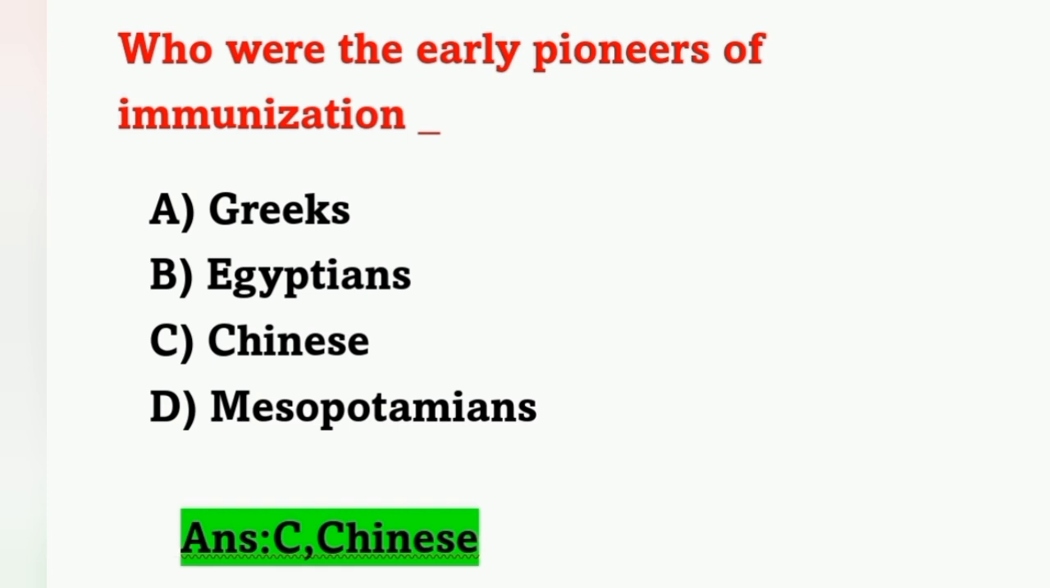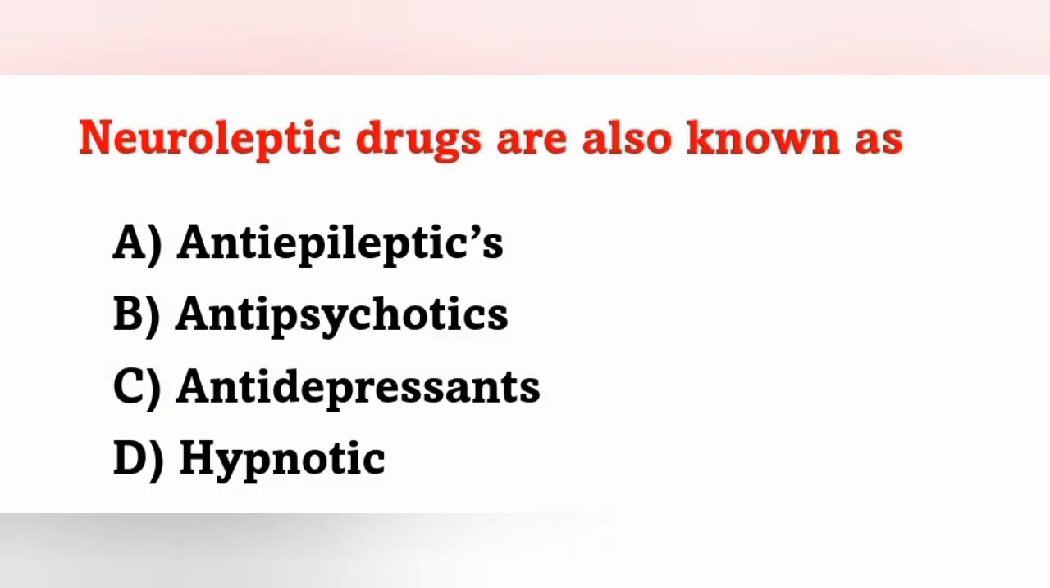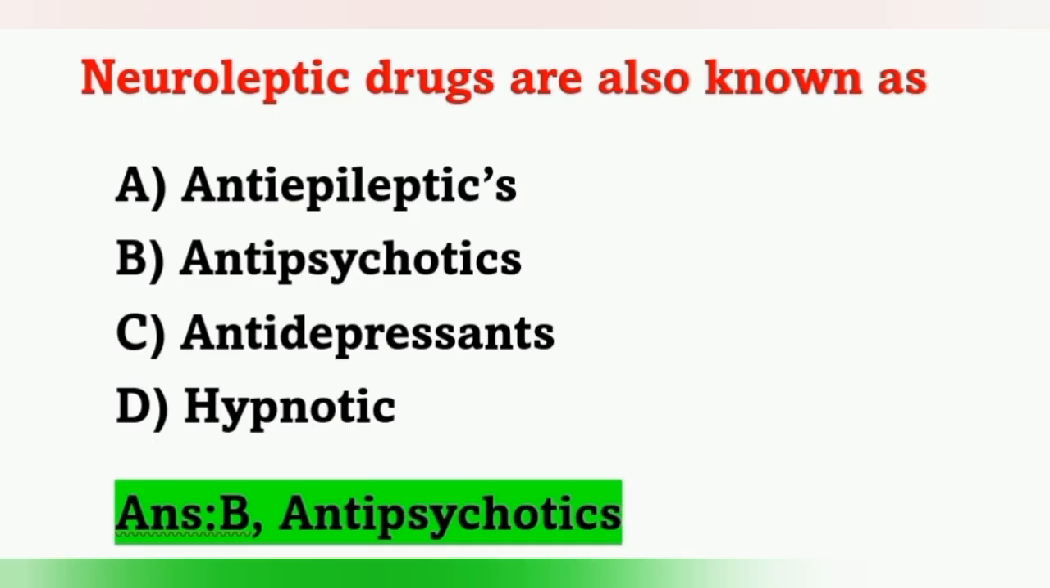And the next question, neuroleptic drugs are also known as, options. Option A, anti-epileptics. Option B, antipsychotics. Option C, antidepressant. Option D, hypnotics. Neuroleptic drugs are also known as antipsychotics. Option B is the correct answer. Move on to the next question.